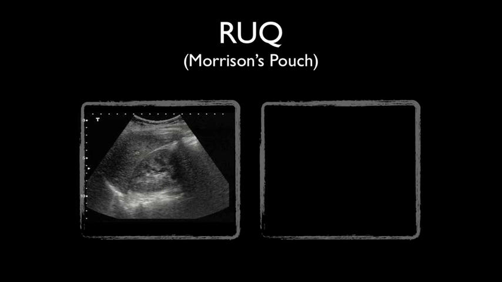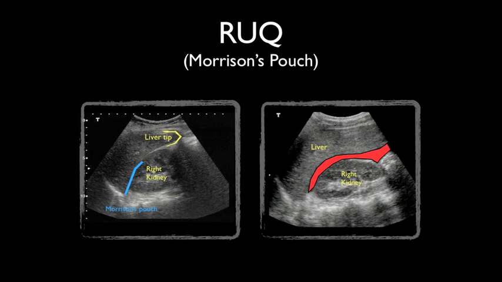The parenchyma of the liver and kidney are equal in echogenicity. The blue line indicates the hepatorenal fossa, also known as Morrison's pouch. This fossa is a potential space that becomes apparent when fluid is present.